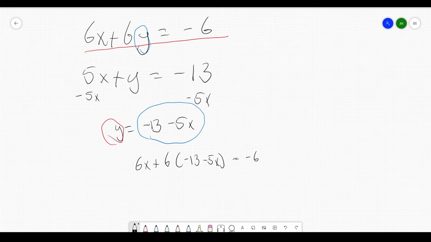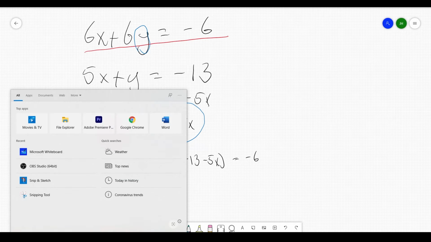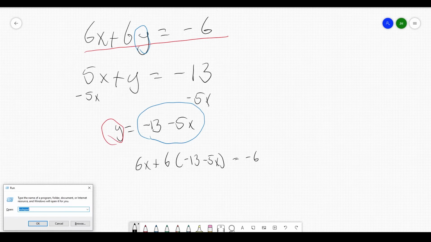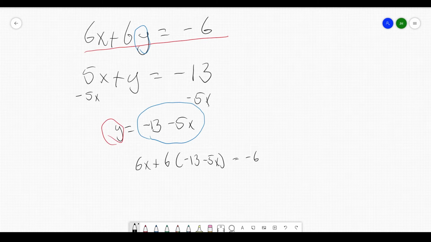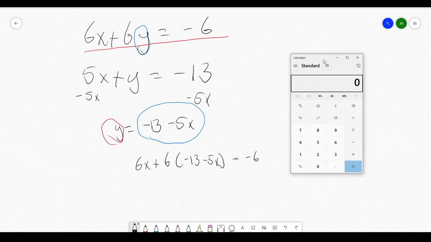So if we go 6 times negative 13, we go ahead and grab a calculator. And in our calculator, we go 6 times negative 13. What did I tell you about using calculators? I expect you to use calculators, right? Oh, we don't want 6 minus 13. I expect you to use them correctly. So 6 times 13 equals 78, and we make that a negative.